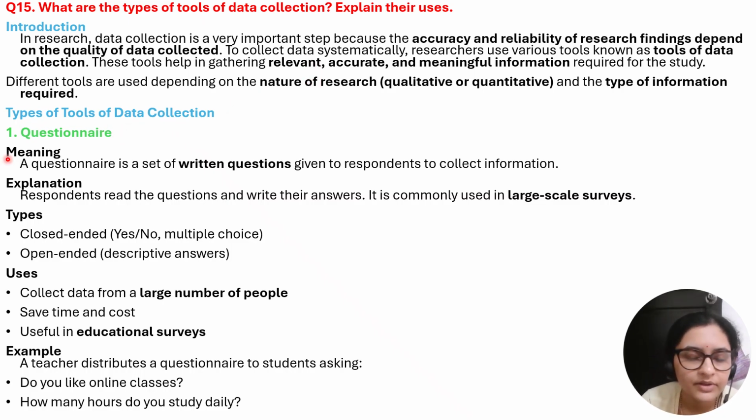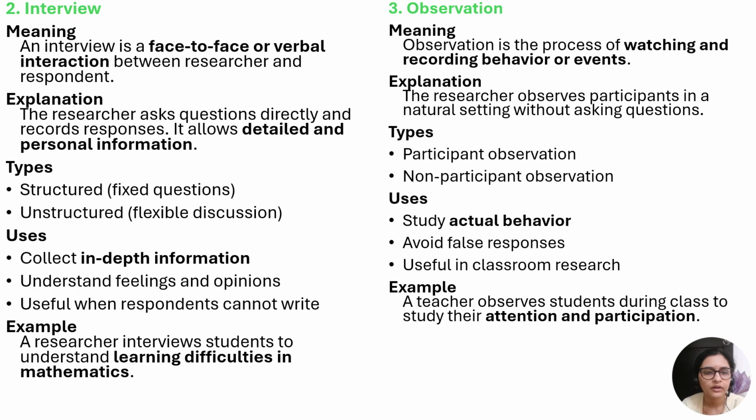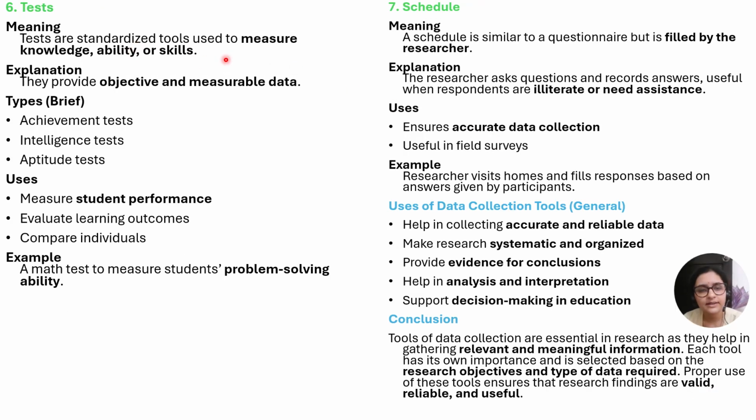What are the tools? First tool is questionnaires. It is a set of written questions. Interviews, face-to-face or verbal interaction between the researcher and the respondent. Respondent is a person who is being researched on. It collects in-depth information. And observation. Observation is a natural process of watching and recording behavior or events in the natural setting, natural environment of the person. Tests. Tests are standard procedures. They are standardized tools used to measure the knowledge, ability, or skills.